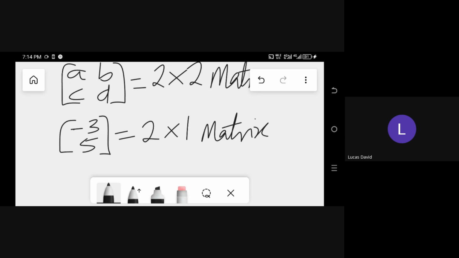So this matrix will now be called a 2 by 1 matrix. Reason being that we have two rows and one column. Please do not forget that you always count the rows first before counting the column, and the rows are counted horizontally. You count the rows horizontally.